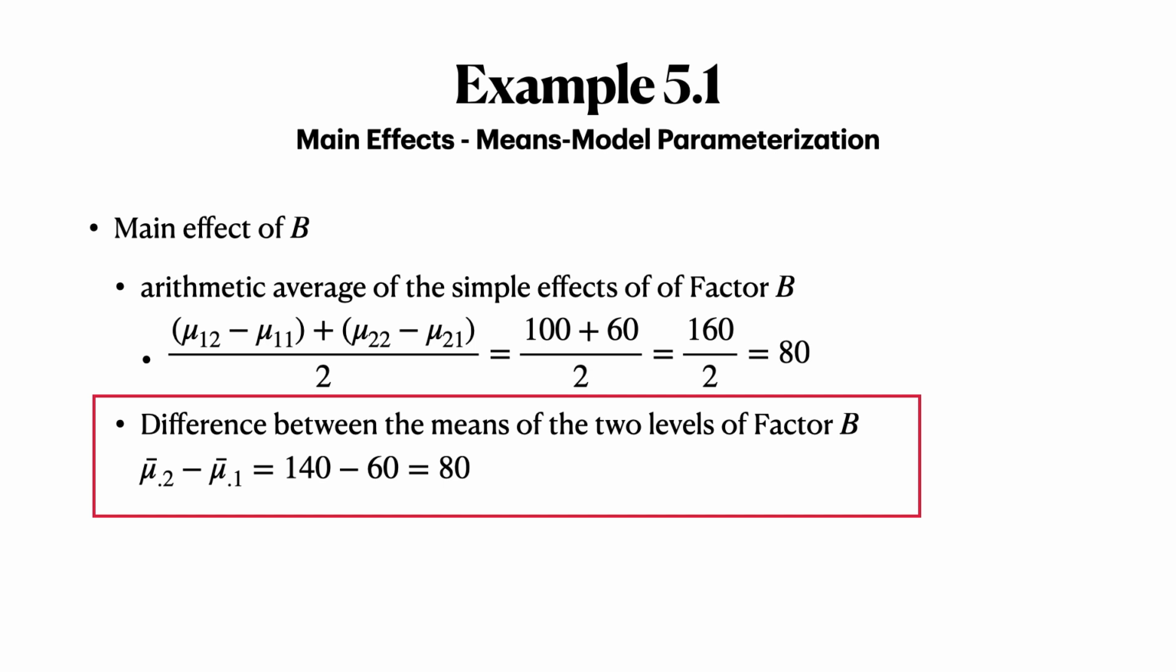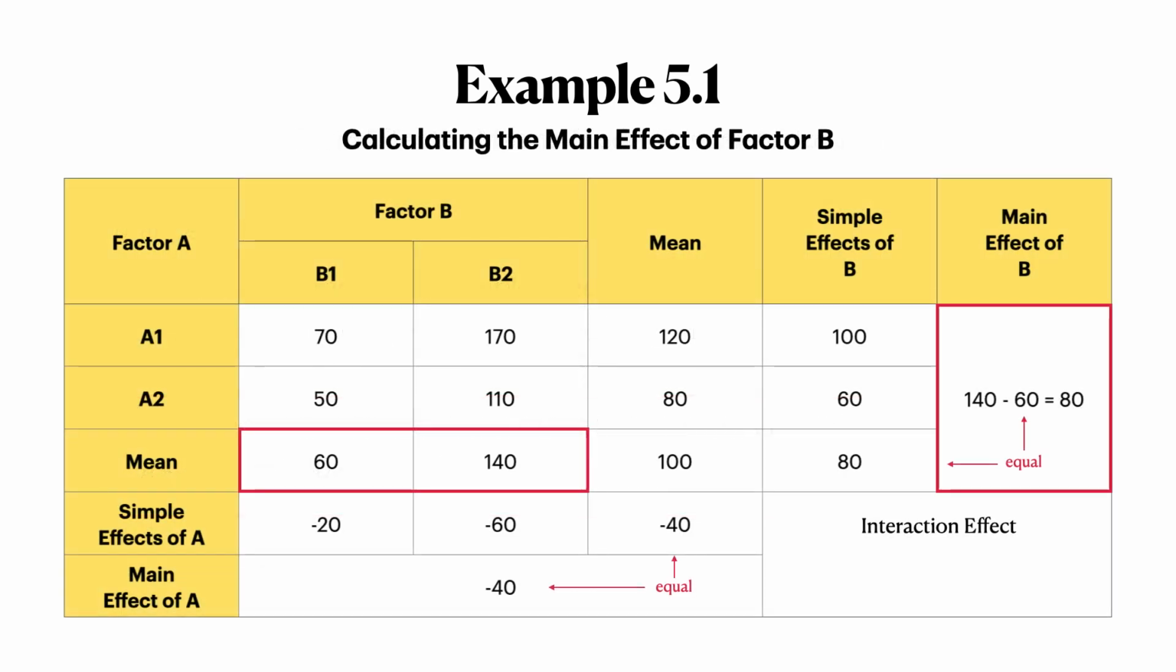We can also calculate the main effect of B as the difference between the means of the two levels of factor B. So mu bar dot 2 minus mu bar dot 1, that would be 140 minus 60, or 80. And so you can see here in the context of the table, we're taking the difference between the two factor level means for factor B, 140 minus 60, and putting that value in that last column labeled the main effect of B. And so when we do that, we get 80. And so you can again see that the two methods for calculating the main effect of B agree. We get 80 in both cases.